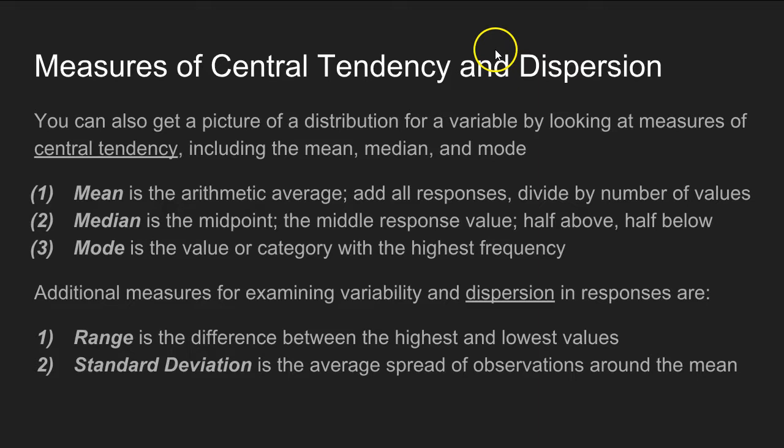Three measures of central tendency include the mean, the median, and the mode. The mean is the simple arithmetic average. It's where you add up all the responses in your data set and divide them by the number of values. It's the simple average response.